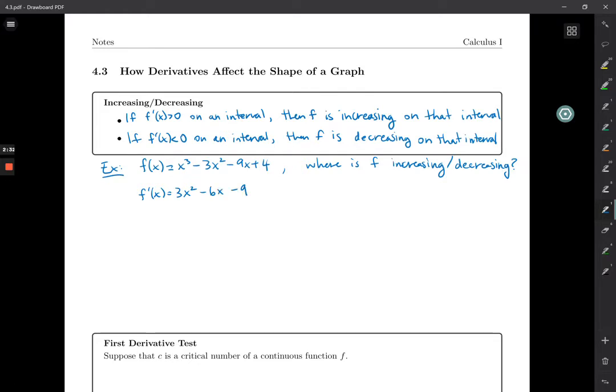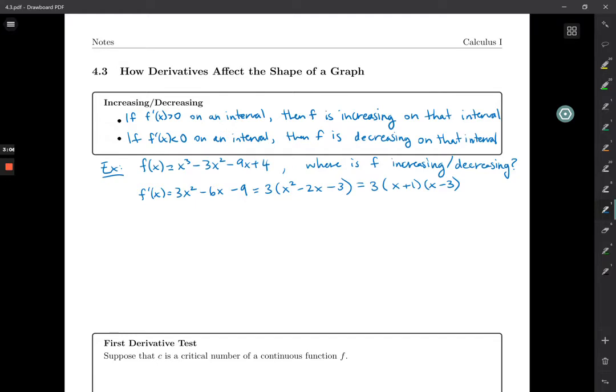And then what I'm going to do, because we want to figure out where this is positive or negative, the best way to tackle that is to factor it. So we can factor out a 3 first, and if we do that, we'll get x squared minus 2x minus 3, and then we can factor this quadratic into two pieces. So 3 times (x plus 1) times (x minus 3).